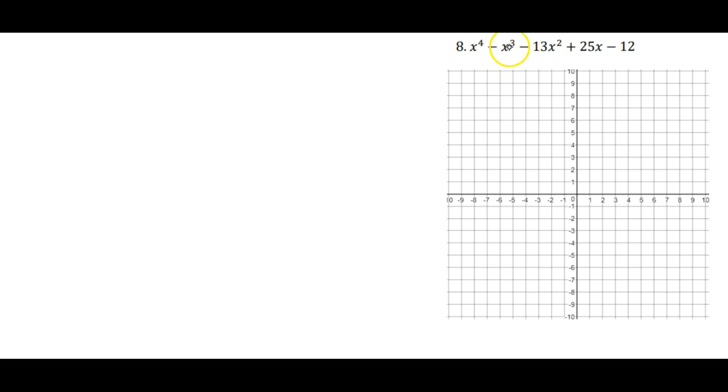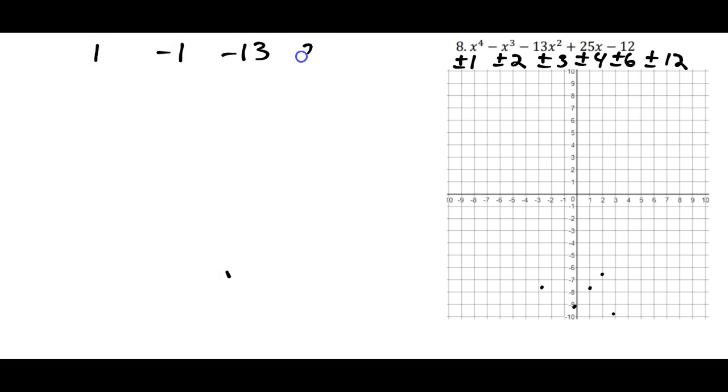So this one, we've got 1, 2, 3, 4, 5 terms. Just beautiful. It goes 4, 3, 2, 1, 0, so I don't have to put any placeholders in. All I need to do is list out factors of negative 12 and start dividing it out. The leading coefficient's 1, so I don't have to really worry about making the fraction or anything like that. So I've got plus or minus 1, plus or minus 2, plus or minus 3, plus or minus 4, plus or minus 6, and plus or minus 12. I believe I've got all of them covered there. List out your coefficients of 1, negative 1, negative 13, 25, and negative 12.